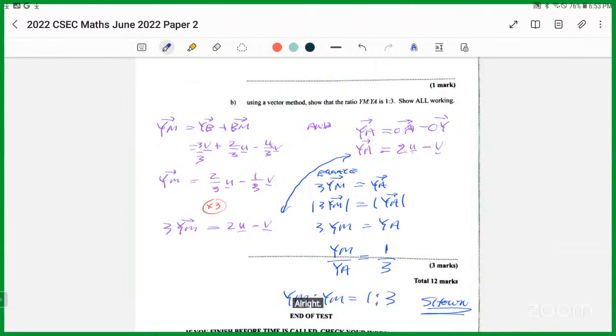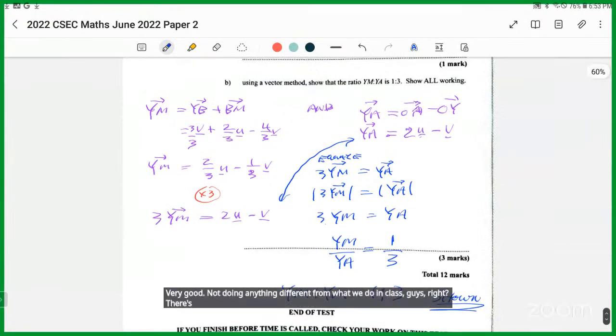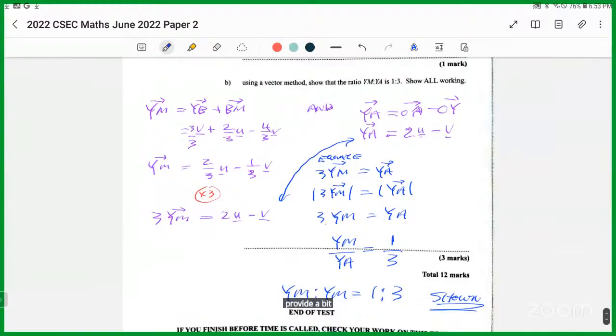So one more question. Body good? Body alright? Yes, sir. Not doing anything different from what we do in class, guys. Just that some questions require a bit more work than others, but no problem. It's the same thing that we're doing.